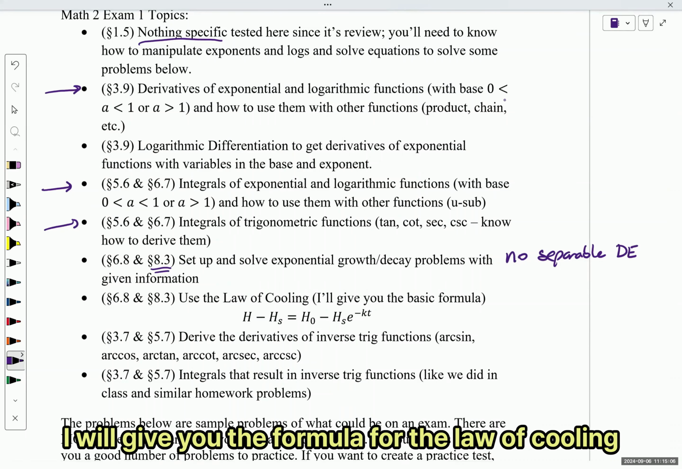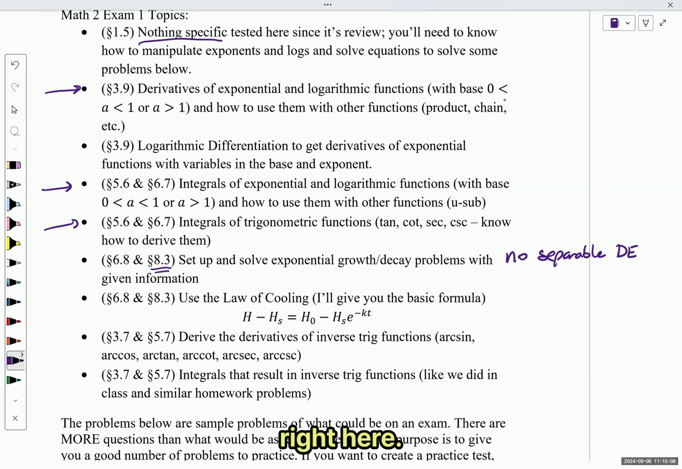I will give you the formula for the law of cooling, like right here. I will give you that on the test. You don't have to memorize it. You just have to know how to use it and what the symbols mean.